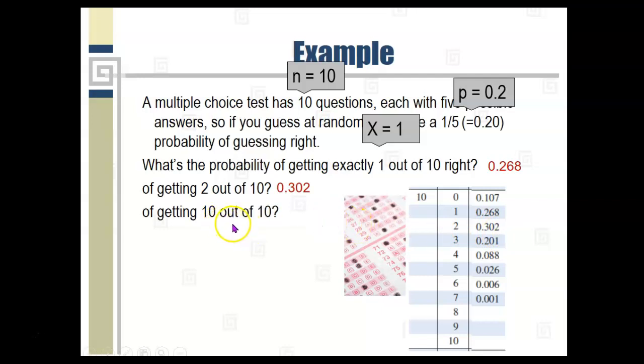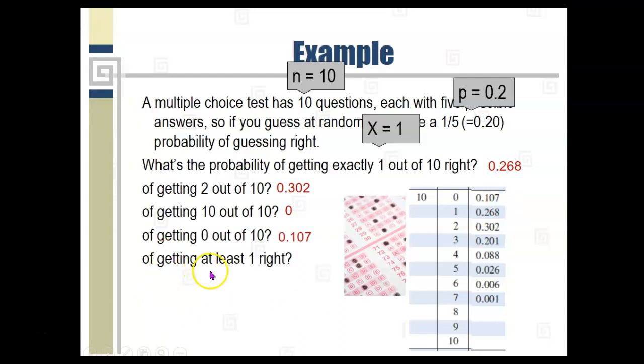What's the probability of getting 10 out of 10 right? What's the probability that you get a perfect score, all 10 right, completely by guessing? N is still 10, p is still 0.2, x is 10, and on the table, there's just a blank spot there. So the probability is practically 0. It's not really exactly 0. It's some really, really tiny number. But it's so small that if you just give it to 3 places after the decimal point, it's 0.000. What's the probability of getting 0 out of 10 right? That would mean you're getting all of them wrong. So that's where x is 0, and the probability there would be 0.107.